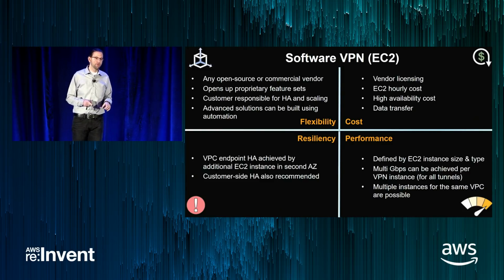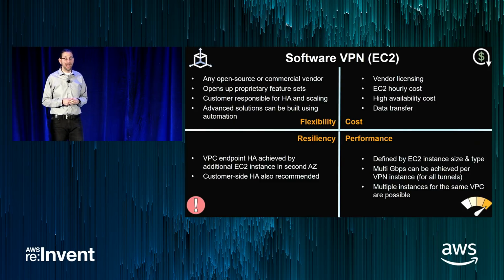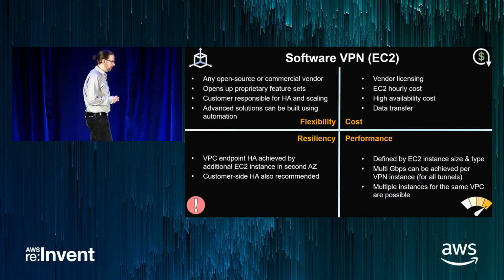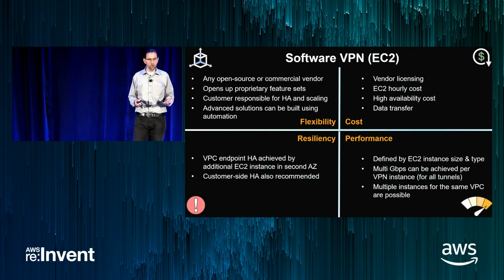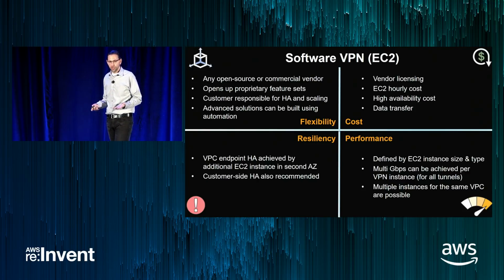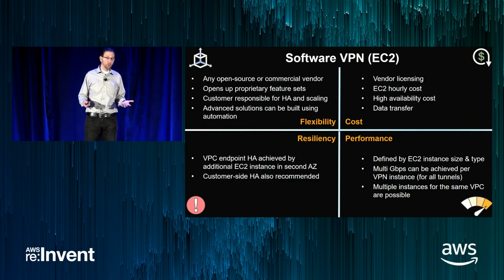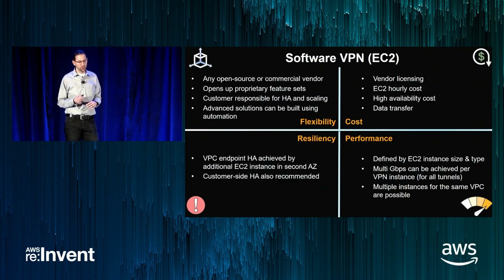Here you are paying for the EC2 instance hours, and depending on the VPN software that you've chosen, there may be vendor licensing. And your bandwidth is going to be a function of which EC2 instance type and size you've chosen. So if you choose one of the beefier instance types, you can get multi-gigs per second from each instance.